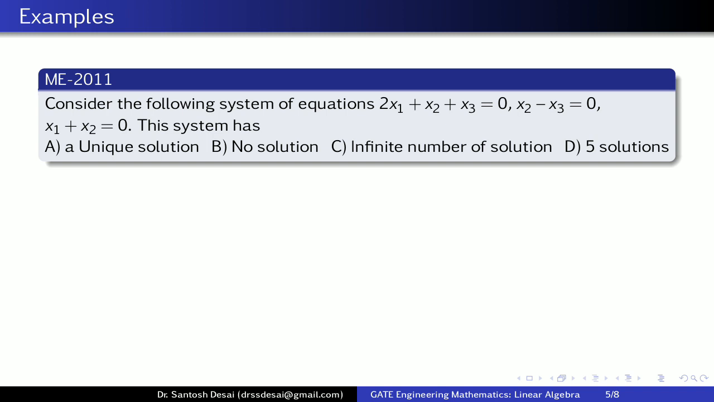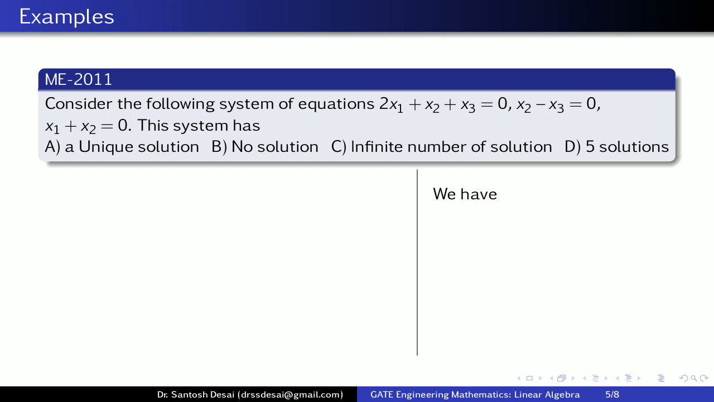So out of this, option B and option D are wrong because this is a homogeneous system, so it is always consistent, hence no solution is not the answer. Similarly, option D is also not the answer because this system has only two possibilities, either zero solution or infinitely many solutions, hence option B and option D are not the answers. Now let us see the solution.